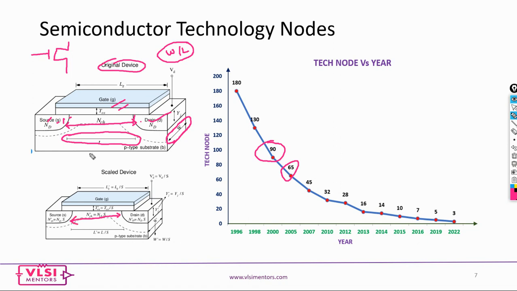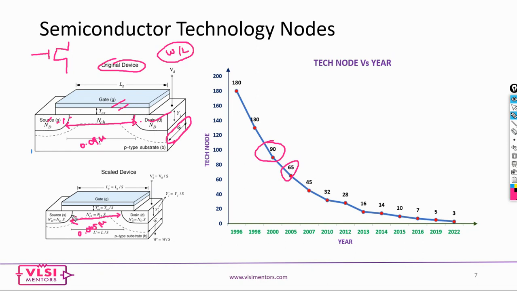When you say 90 nanometer, the distance here is 0.09 micron. In this case, it is 0.065 micron, so it is reduced. Because you are reducing this distance, your overall delay gets reduced.